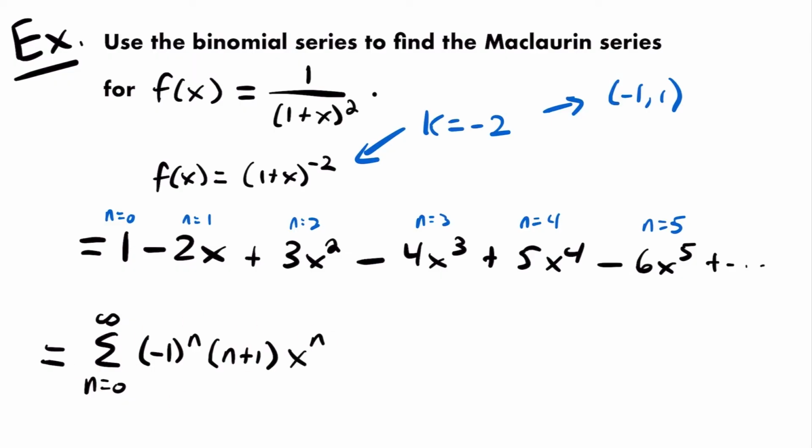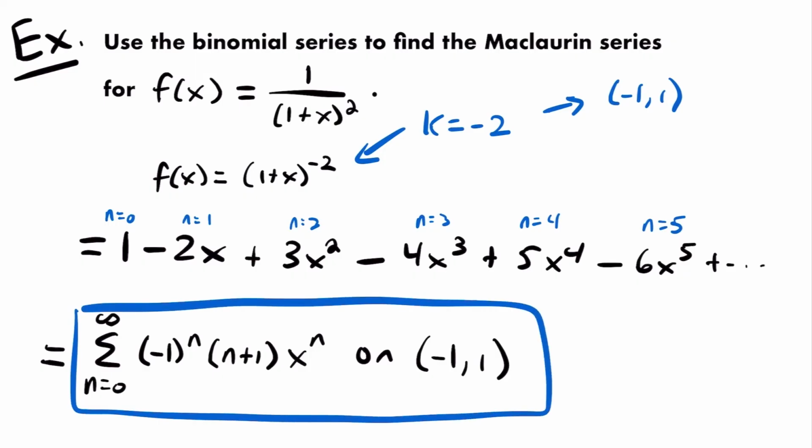And so this power series is a Maclaurin series, and it's also a binomial series that represents this function of 1 plus x to the power of -2, or you could write it as 1 divided by 1 plus x quantity squared. All right, and we already determined from that value of k that this power series will be convergent on this interval from -1 to 1. Okay, so we'll say that this series represents this function on the interval from -1 to 1. And that is the final answer to this example. We have found the Maclaurin series that represents this function by using the binomial series.